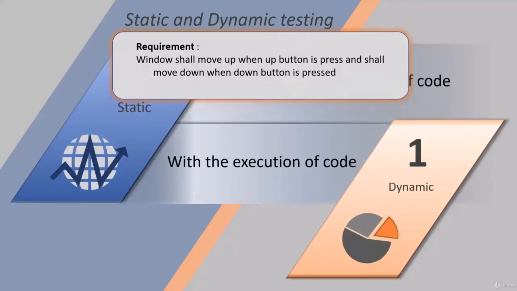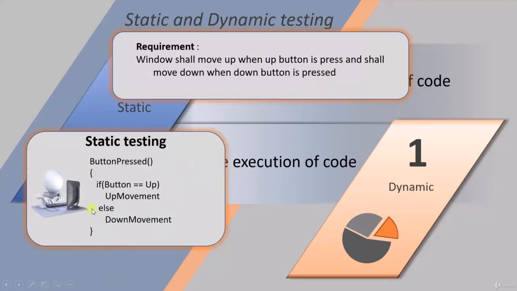Let's try to illustrate this with an example. Let us say that we have a customer requirement that states window shall move up when up button is pressed and window shall move down when down button is pressed. To fulfill this requirement, you have to write a code for it. Now, suppose a developer has written this particular code. This is a function where he is trying to implement the customer's requirement. When button is pressed, if button equals to up, then move up, otherwise move down.